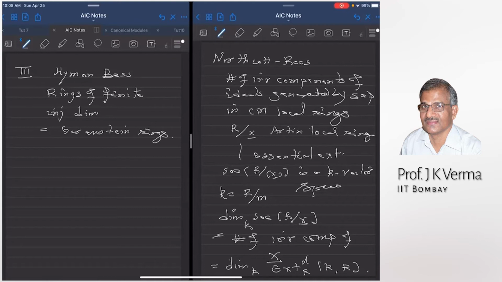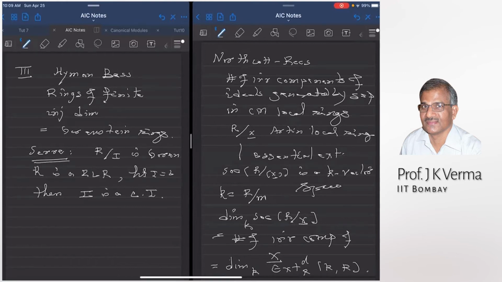And we have seen that the classical definition of Northcott-Rees and Hyman Bass's definition of Gorenstein ring are one and the same. This was first pointed out by Sayre, who proved that suppose R mod I is Gorenstein and R is a regular local ring, and the height of I is 2, then I is a complete intersection. I is generated by 2 elements. This also we have seen. We have proved Sayre's theorem already.